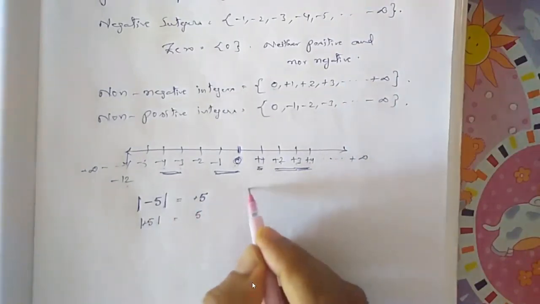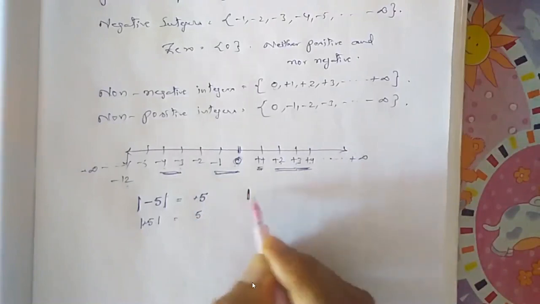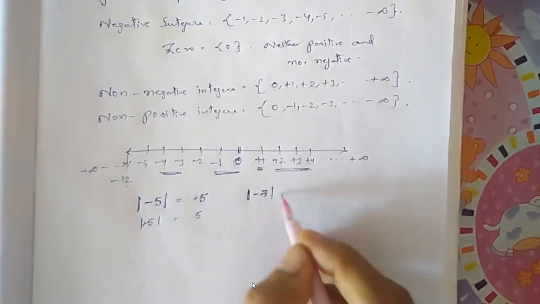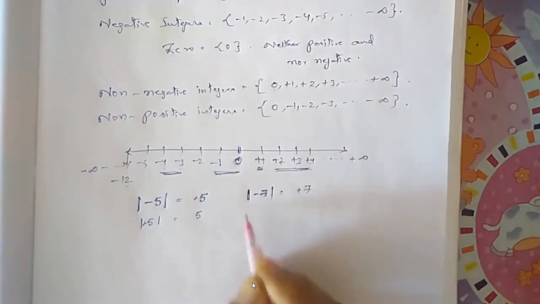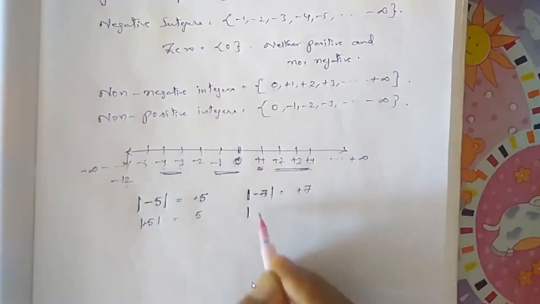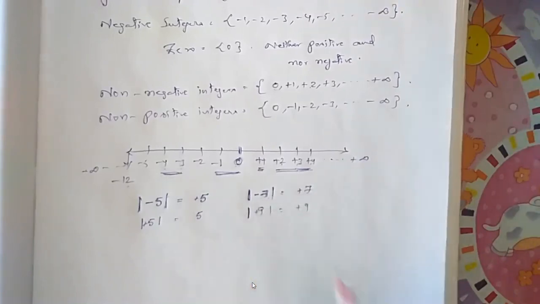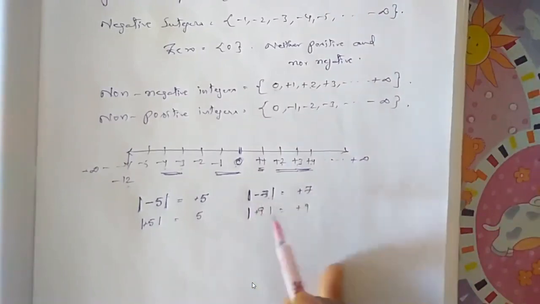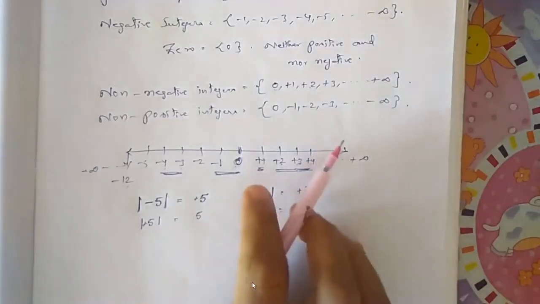If you take the absolute value of -7, we can read it as absolute value of -7 or modulus of -7, which is equal to plus 7. Absolute value of plus 9 is equal to plus 9. So you can write the positive value of the given number, which is the numerical value of the given number.